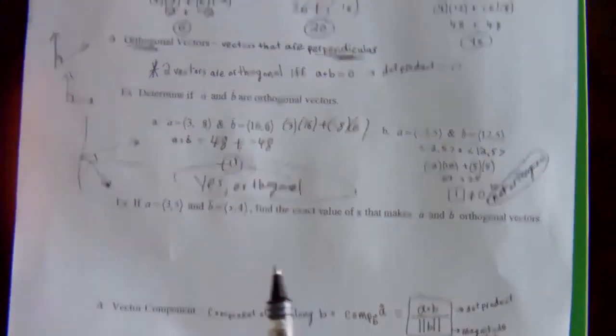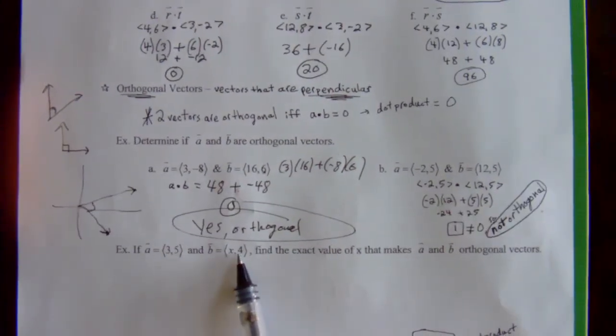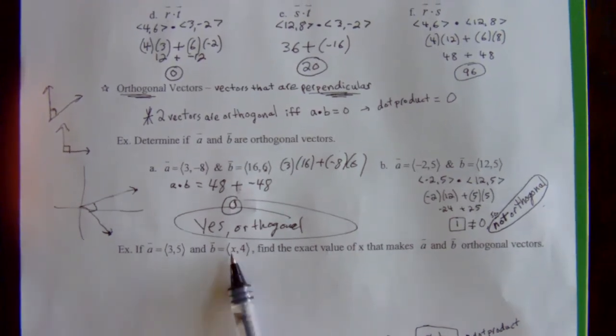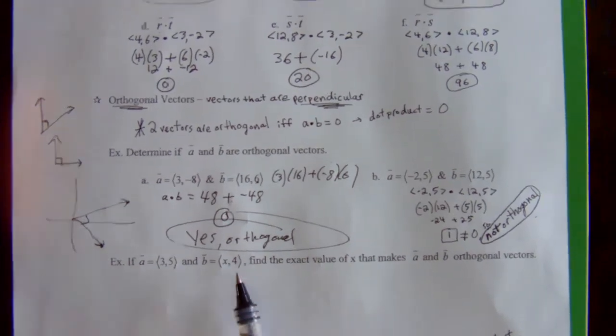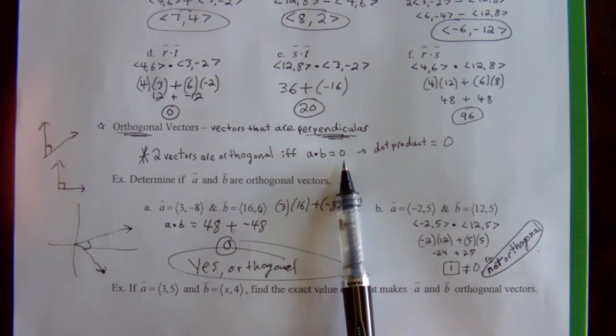And here's what I'm going to do. I'm just going to do my dot product. It'll have an x in there, but that's okay. I'm going to do my dot product, and I'm going to set that equal to 0, because that's what this little theorem says.